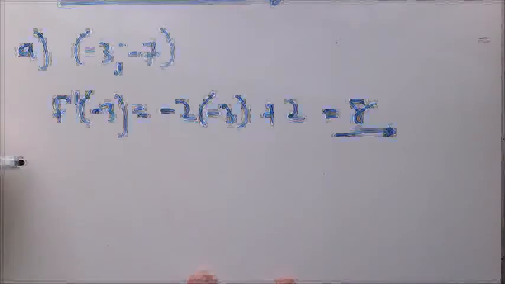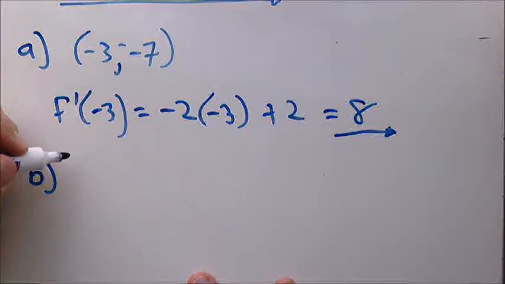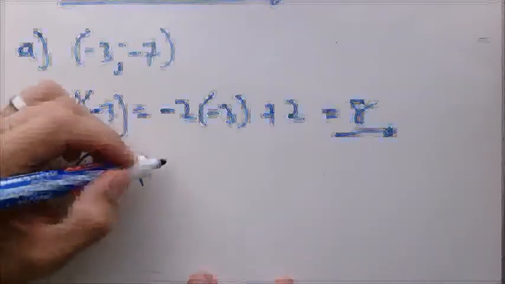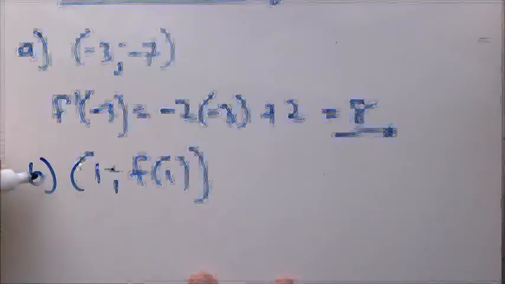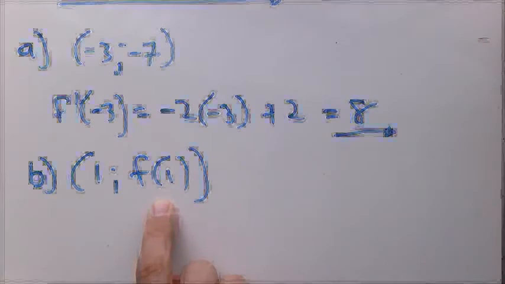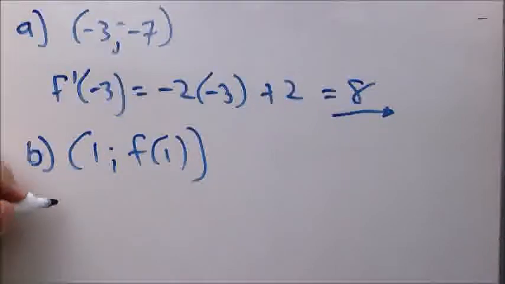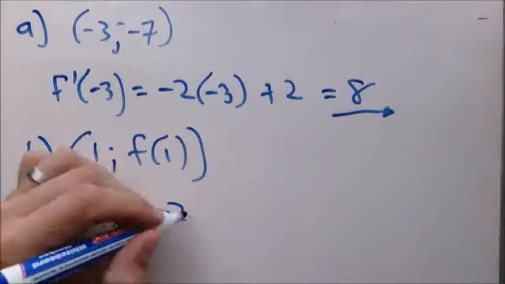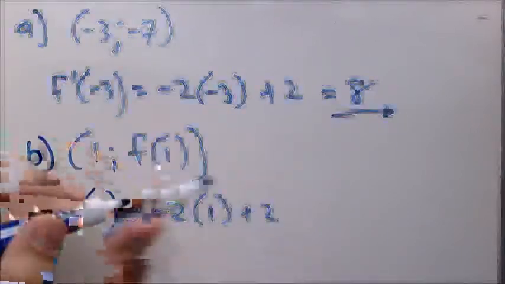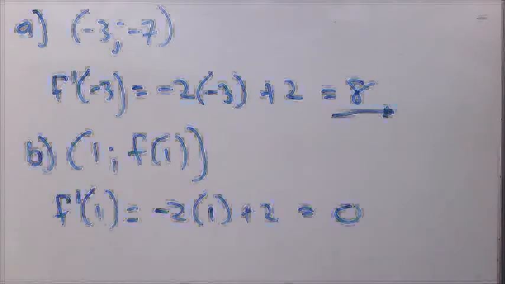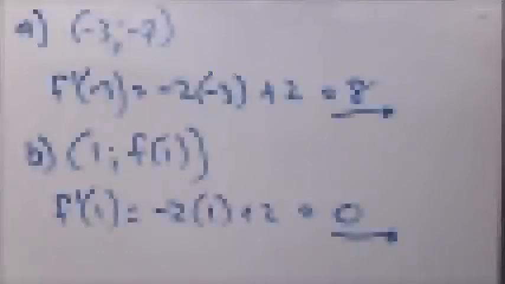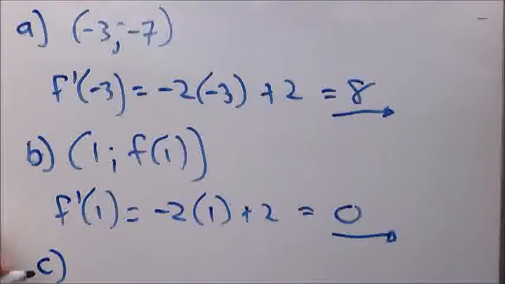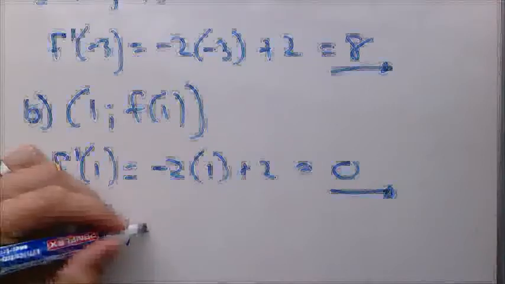Okay, and you'll see that for B as well. They give us the following point: 1 and the y value, where x is equal to 1. Can you see it's just a different way of writing it? It's exactly the same thing. So now all we are going to do is calculate the derivative where x is equal to 1. So it's negative 2 times 1 plus 2. So at that point it's equal to 0. Can you see that? If the gradient is equal to 0, that means it is a turning point. Remember that.